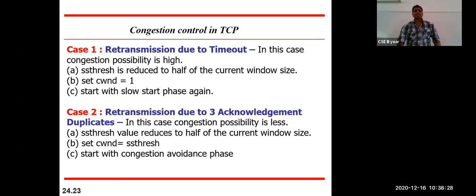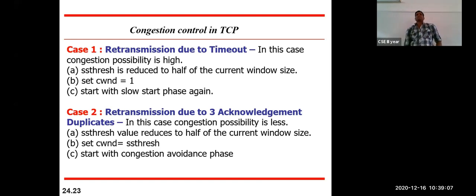Done? So the second case, retransmission due to 3 duplicate acknowledgements. In this case, congestion possibility is less. I'm not saying no congestion. I'm saying possibility is less. In the first case, congestion possibility is high. Remember this for your objective questions. In RTO, if the congestion is identified or anticipated because of RTO, the chances of congestion being present are high. If anticipation of congestion happens because of case 2, the chances of congestion being present are less. So what happens if chances are less?